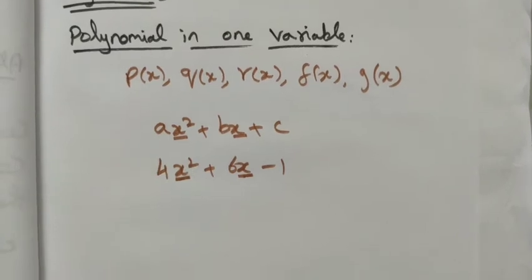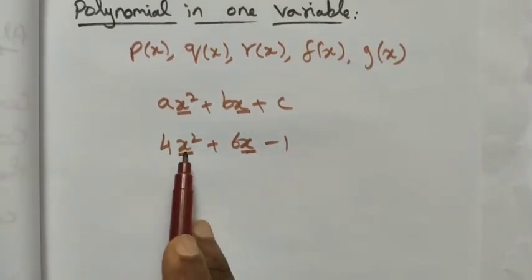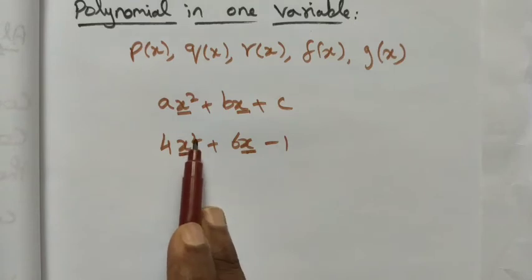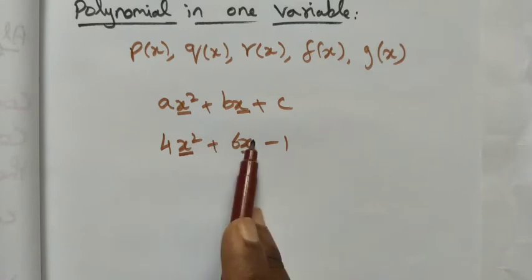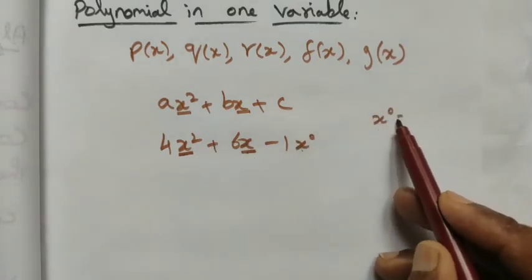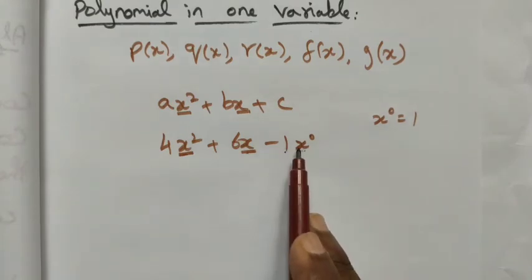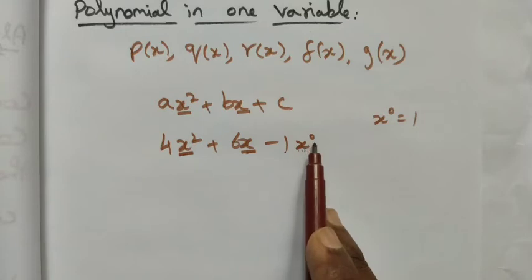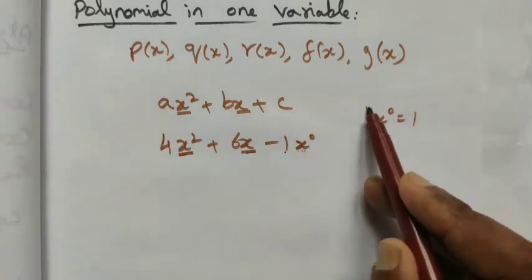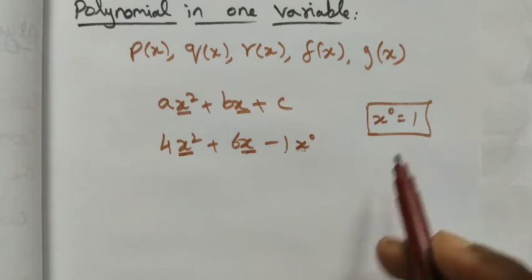And then the polynomial is always in this form: the variable has a power that is a whole number, either 0. Here x power 0 is equal to what? x power 0 is equal to 1. So 1 into 1, we get 1. That is a constant term. In a constant term, we have the variable's power 0. So we know that any number having the power 0 is equal to 1.